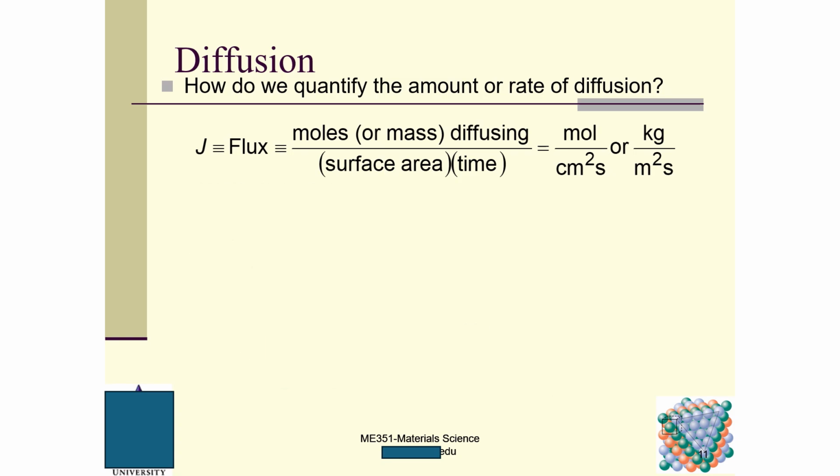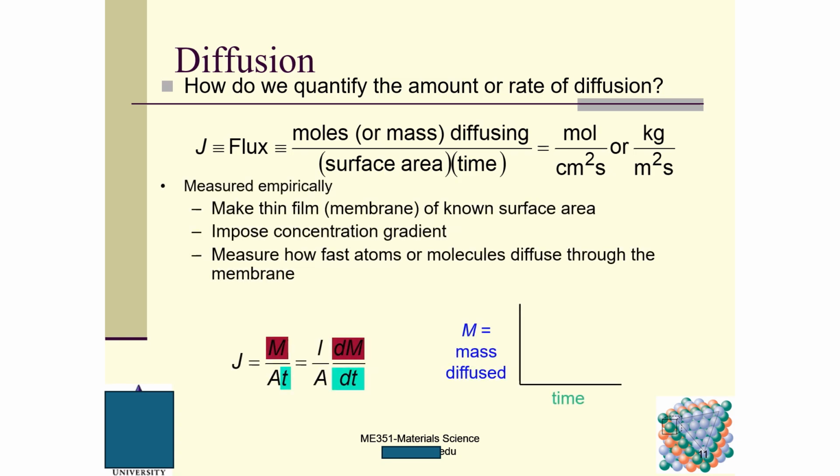Then diffusion. How can we quantify diffusion? How do we quantify the amount or rate of diffusion? We use J, and J is a flux. J is the flux, moles or mass diffusing divided by surface area multiplied by time. So the units are moles per centimeter squared per time, or kilograms per meter squared per time.